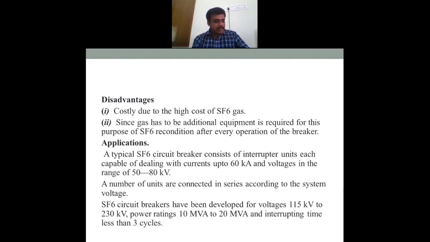Let me see the disadvantages of this circuit breaker. It is high cost. The gas is high cost. That is the main disadvantage of this circuit breaker. We can use this SF6 circuit breaker for 10 megawatts up to 20 megawatts, and the interrupting time is less than 3 seconds. It is developed only for high power applications. So that is the advantage, and where we can use it for applications. These are the things regarding the SF6 circuit breakers.